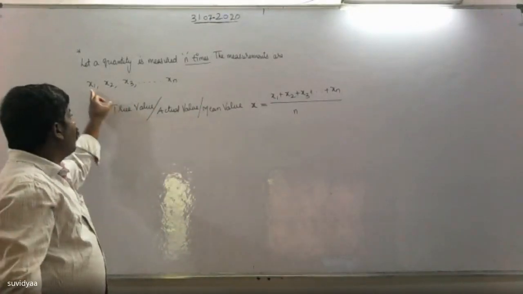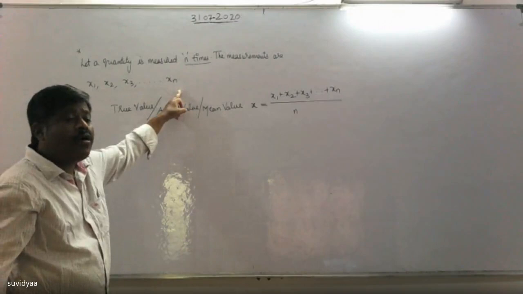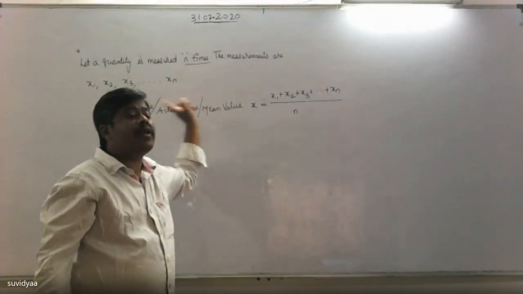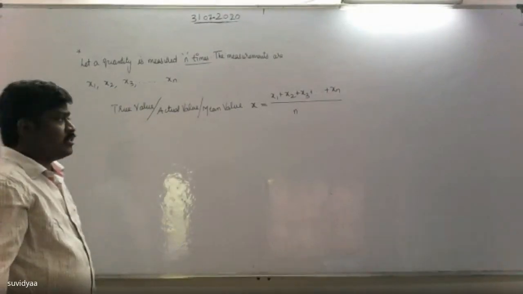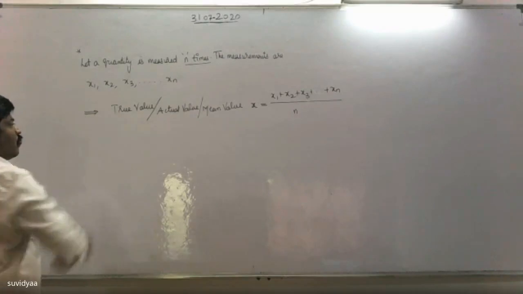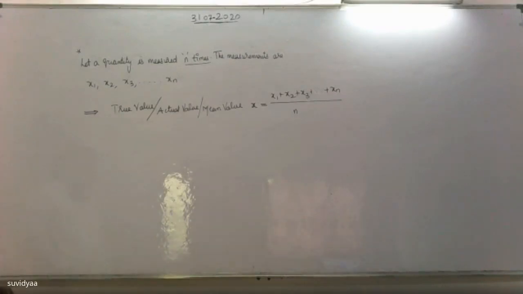Simple. Add all the readings divided by the number of readings. Understood? Formula for true value. Important. What is the formula for true value? Just add all the readings divided by number of readings.